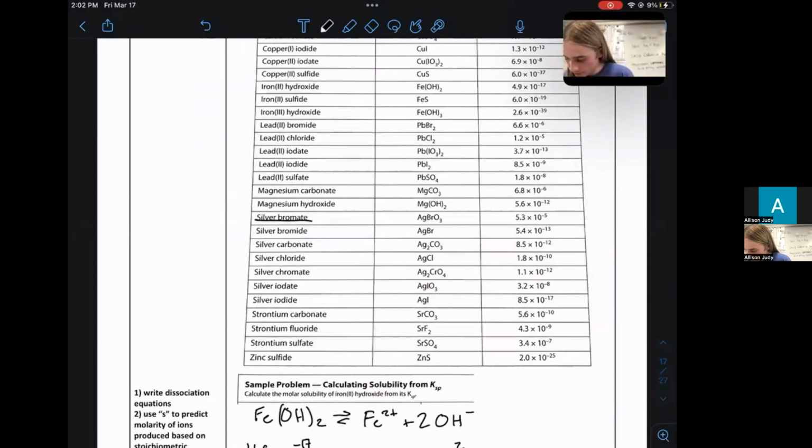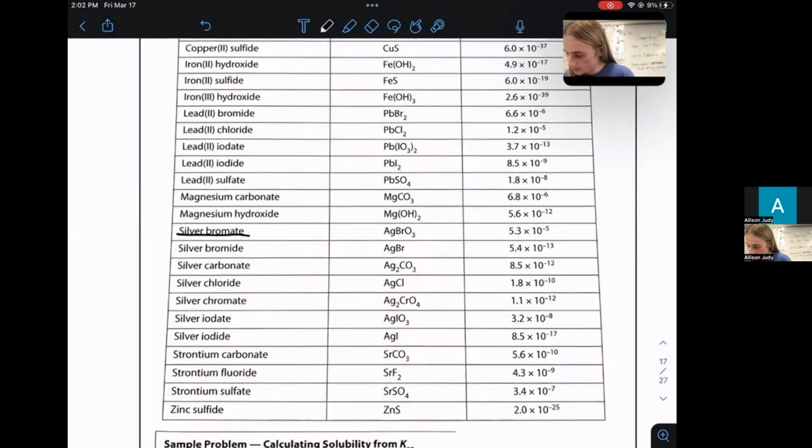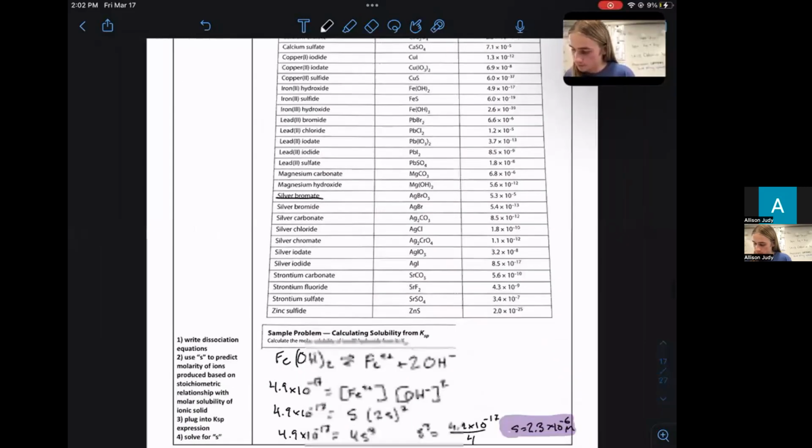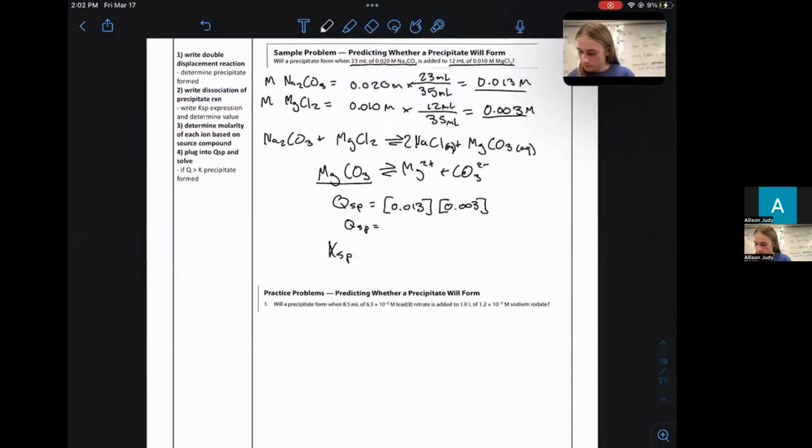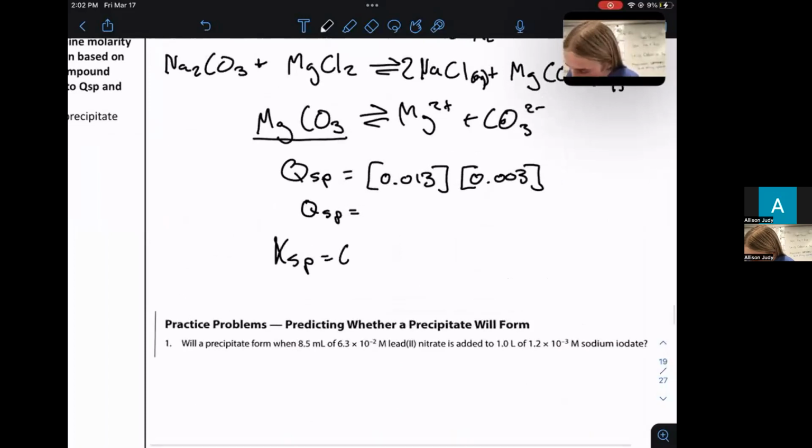Magnesium carbonate, right? Yeah, 6.8 times 10 to the negative 6th is our value. KSP equals 6.8 times 10 to the negative 6. And then I can do this in my head, I'm pretty sure. 3.9 times 10 to the negative 6th. Okay, 3.9 times 10 to the negative 5 seems closer.